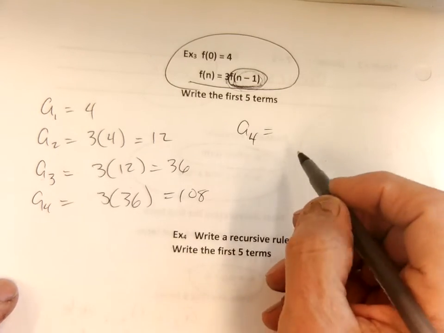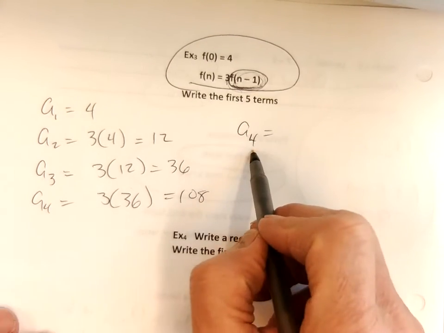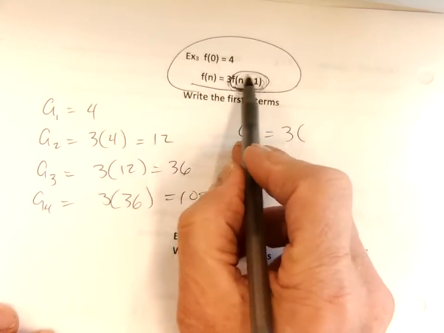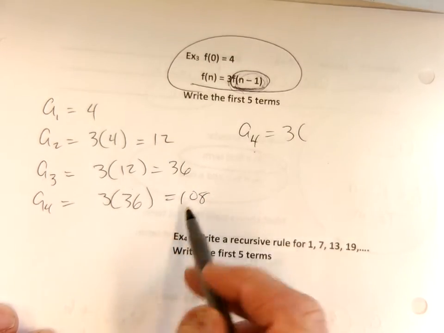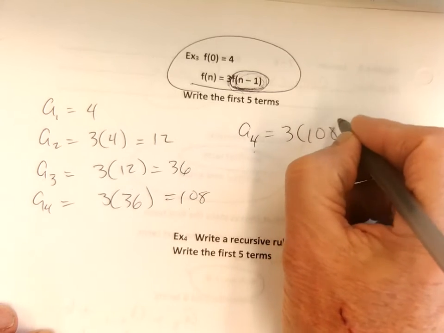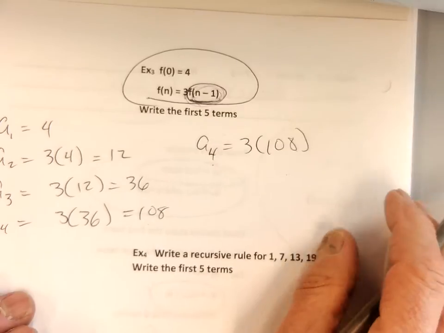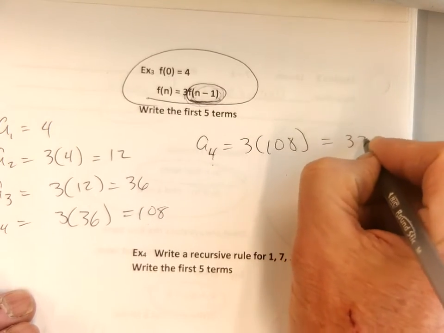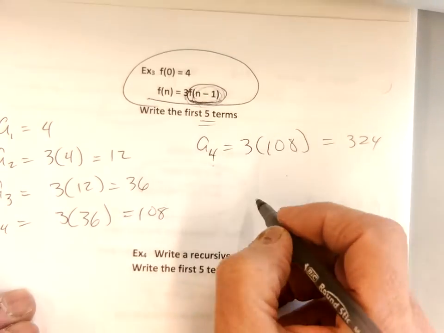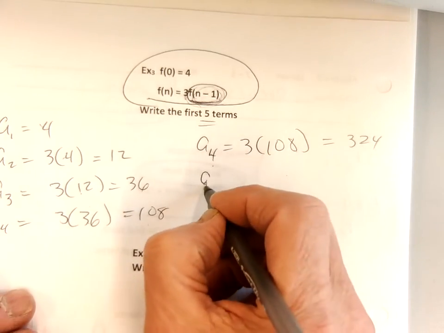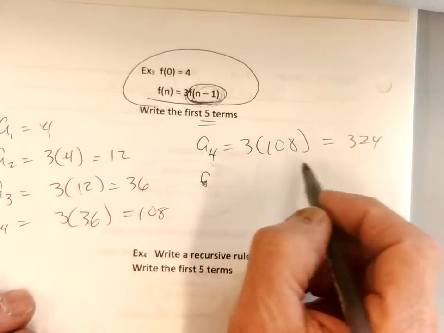Okay, so to make the fourth term, we take 3 times the third term, right? And I need a calculator, don't I? Let's see, maybe not. That's like 324 maybe? I can do that one. I need one more because I need 5 terms, right? So 1, 2, 3, 4. No, I got them all because I started at 0, okay? So I got 1, 2, 3, 4, 5 terms. I got them all, okay?